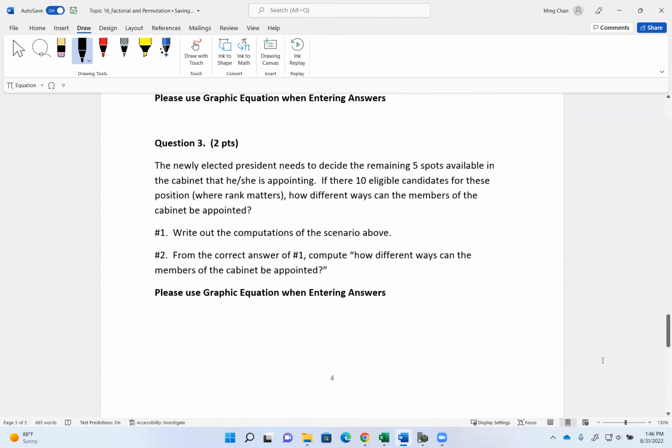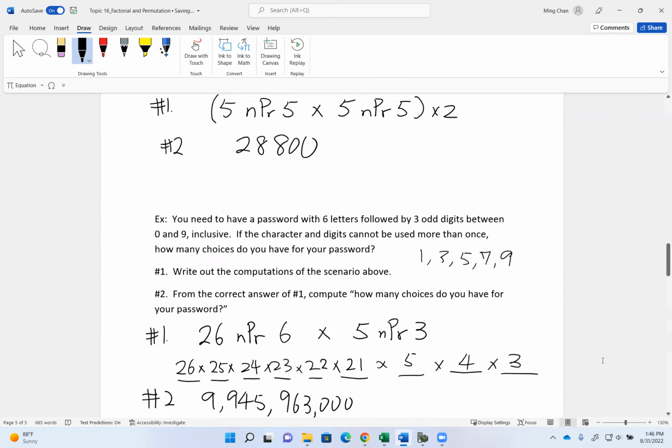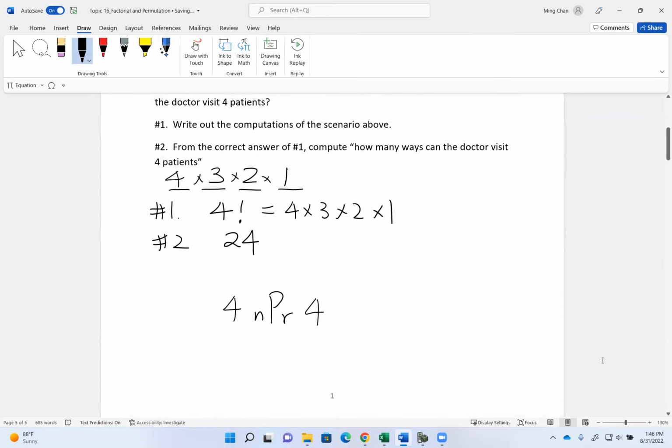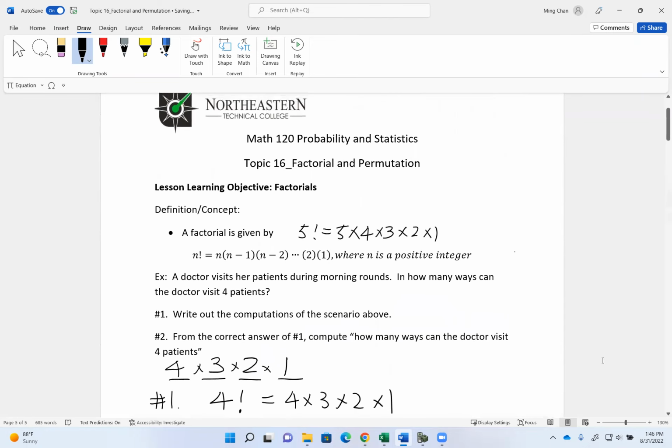And then number 2 will be entering the answer, just like what I wrote basically. Okay, so just real quick, kind of explaining what a factorial is and how we can use permutation to compute the number of ways we can do arrangements.